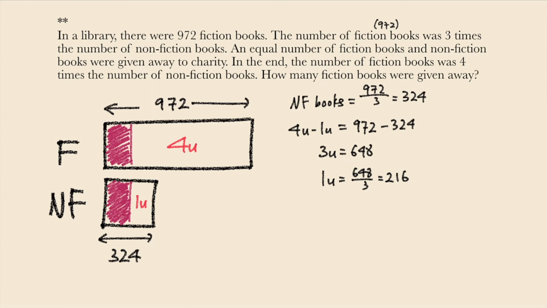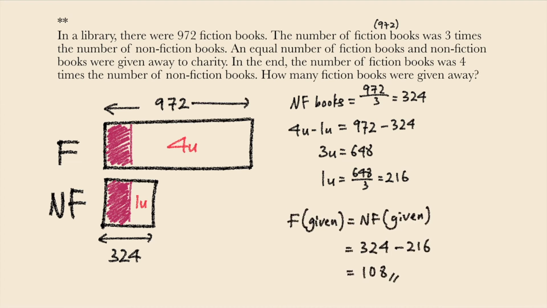How many fiction books were given away? Now, fiction books given away happens to be exactly the same as non-fiction books given away, so we can just take 324 minus the value of 1 unit. So that's 324 minus 216, giving us 108.